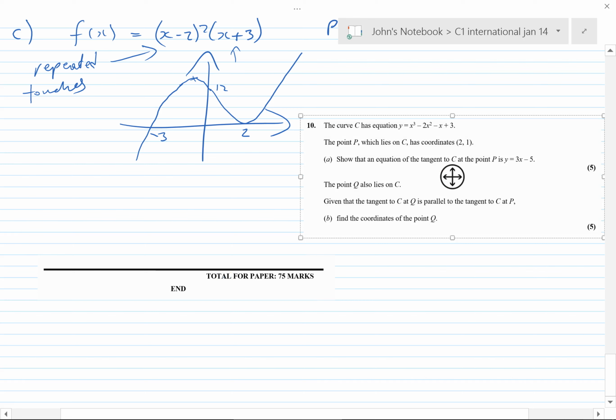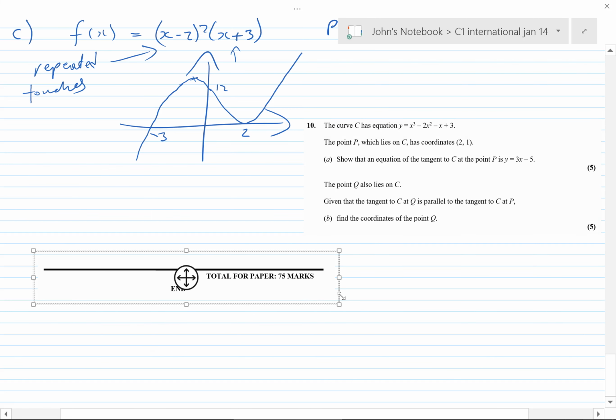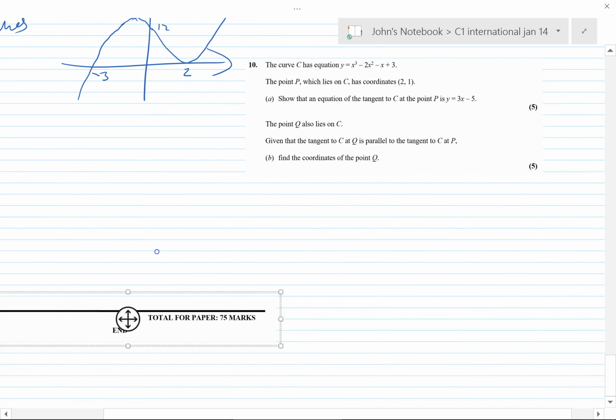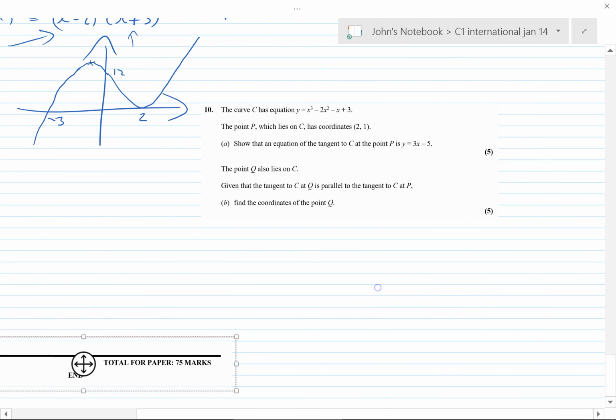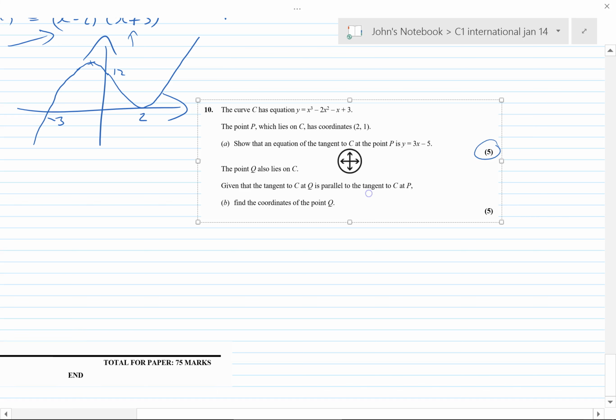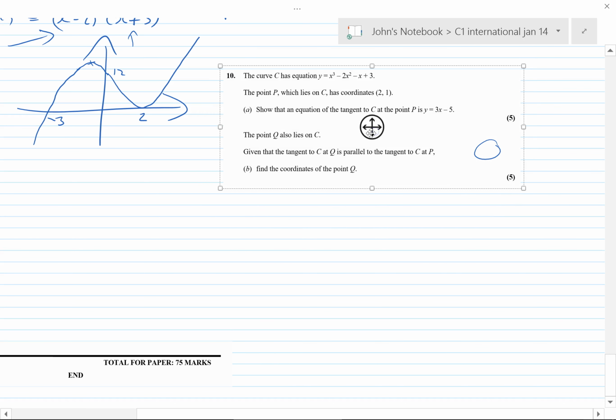Okay, so we're on the final question of this international paper. Right, now, so it's a tangents question. The first few marks are pretty straightforward, really. In fact, sometimes that happens, we think that it's going to get harder and harder, and then it just gets a little bit easier sometimes.